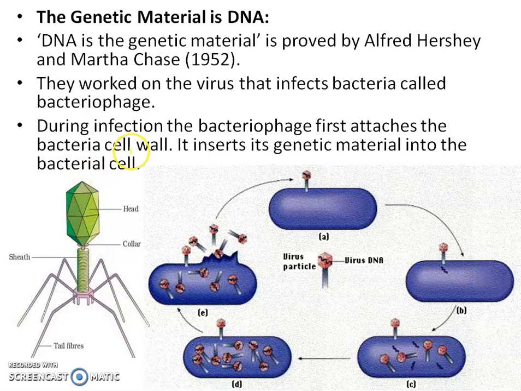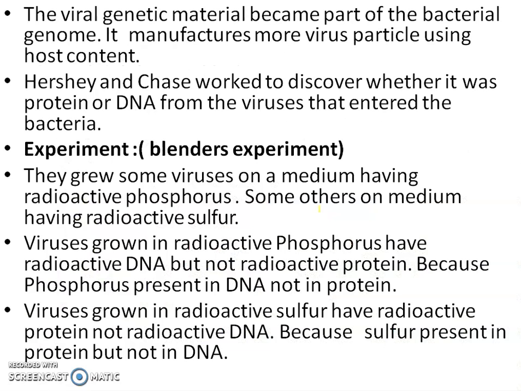Now during infection, the bacteriophage first attacks the bacteria. How does it infect the bacteria? It attaches to the bacteria with the help of its tail fibers. Now it injects its DNA material into the bacteria, and this DNA, the black colored DNA, gets injected into the bacteria. The DNA transforms the bacteria to work according to its genetic material. So proteins are now getting made according to the genetic material transferred from the virus. The viral genetic material became part of the bacterial genome. It manufactures more virus particles.